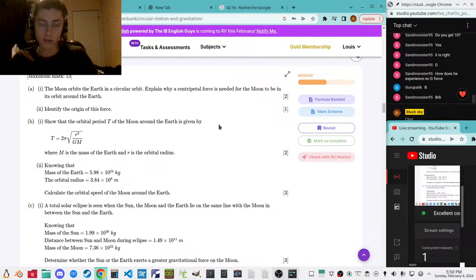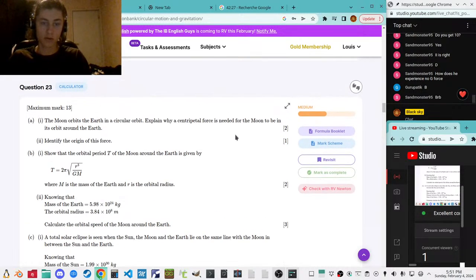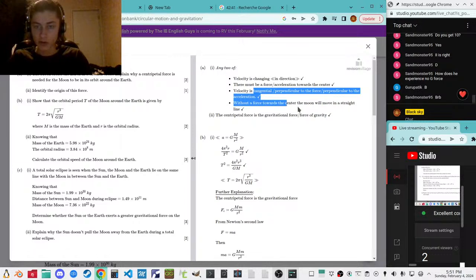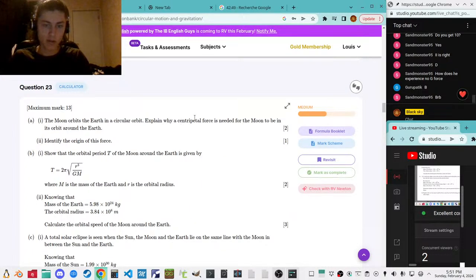Explain why the centripetal force is needed, because the moon is in orbit. Or else the moon would fly away. Because the radius is constant. What do they want? Without force towards the center, the moon will move in a straight line. This is weird, logically, because it says explain why the centripetal force is needed, but it depends which lens you're looking from. So it doesn't make much sense to me.